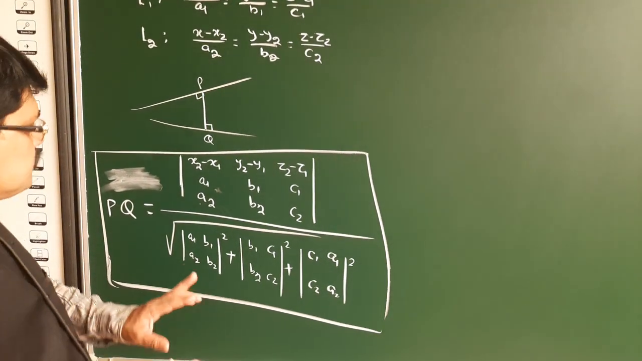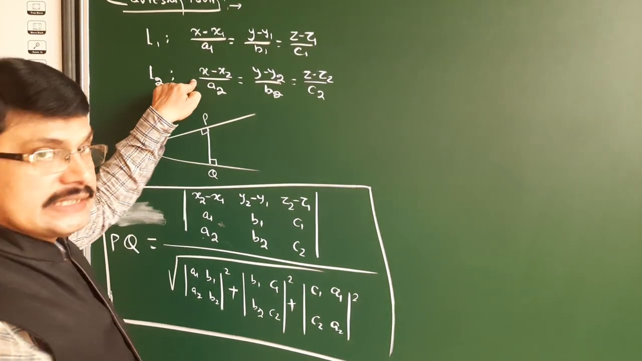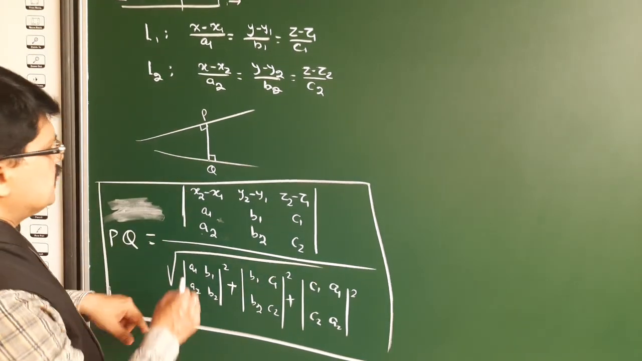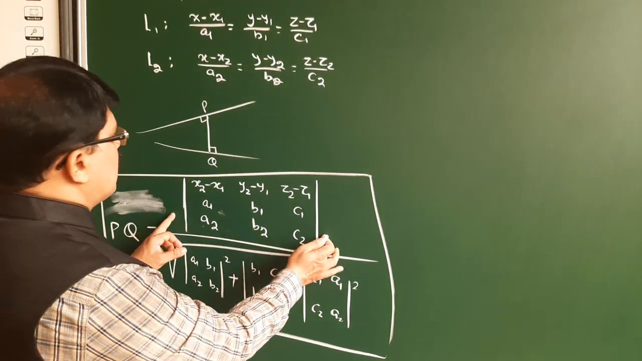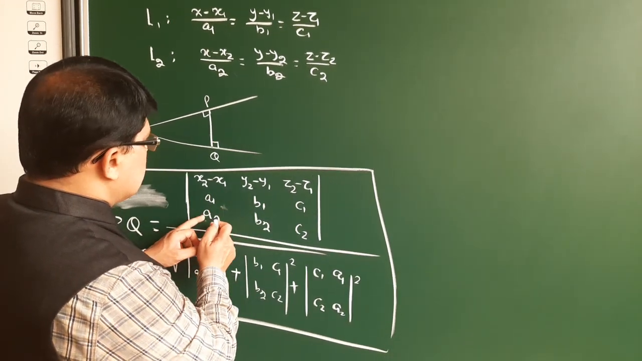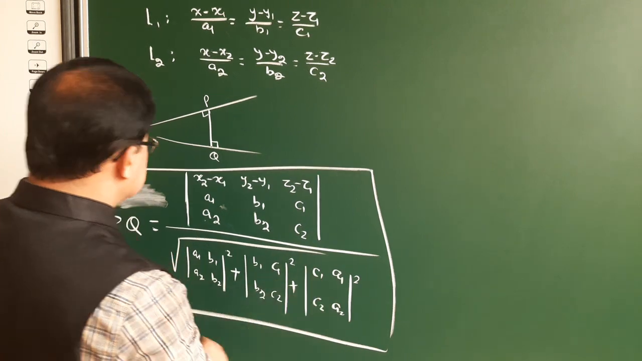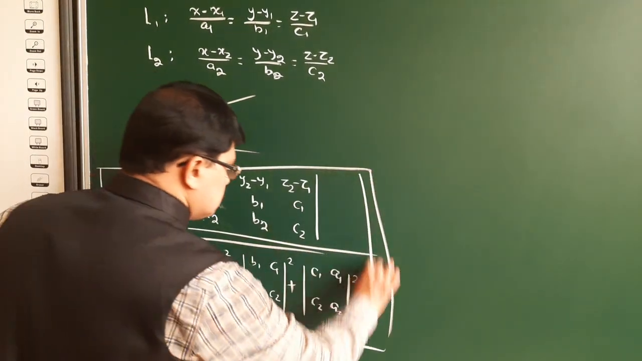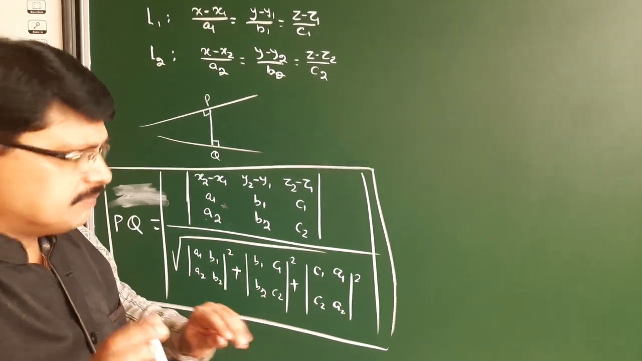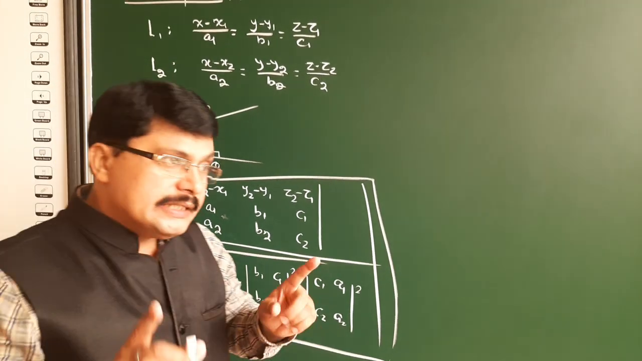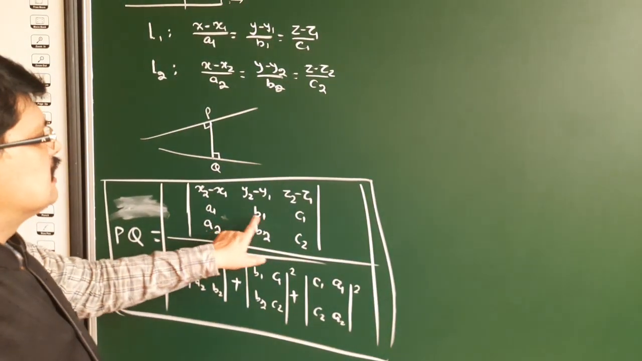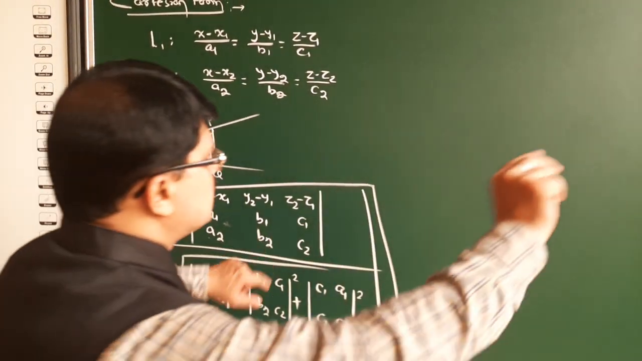This is very simple. You arrange in standard form, find out x1, y1, z1, x2, y2, z2. Then use only this: the determinant of x2 minus x1, y2 minus y1, z2 minus z1, a1, a2, b1, b2, c1, c2 divided by the magnitude of this. You have to remember this formula. This is very simple. And in this case, if two lines intersect each other, what is the condition? You only have to consider this is equal to 0. Got my point? So very, very important.